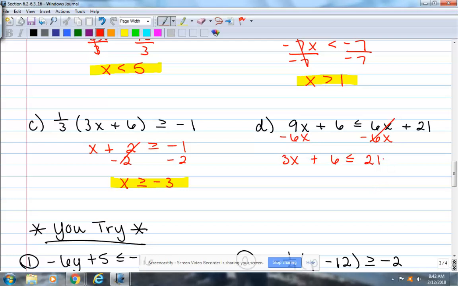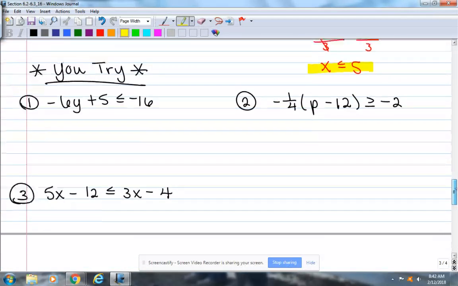Then what do we do? Subtract 6. So 3x is less than or equal to what? 15. And then what do we do? Divide by 3 everywhere. Do we flip? No. x is less than or equal to what? 5. So any questions on those?